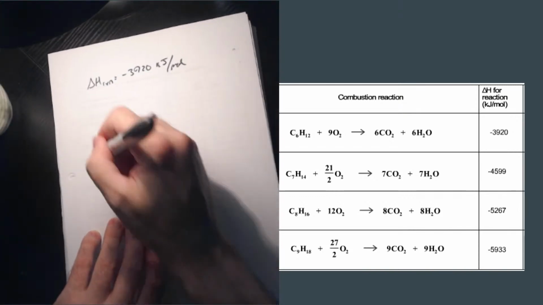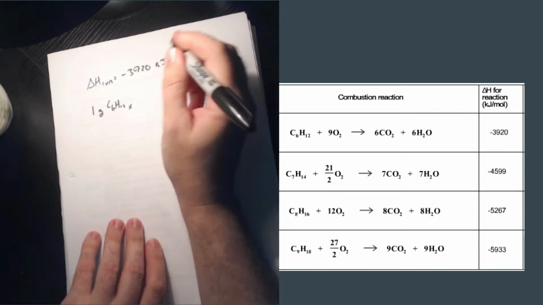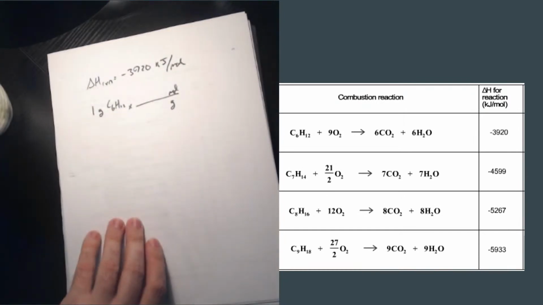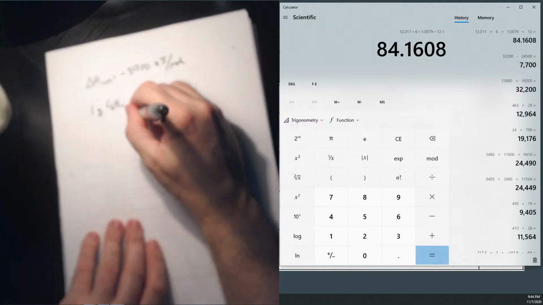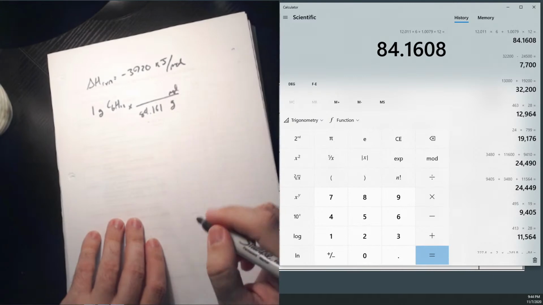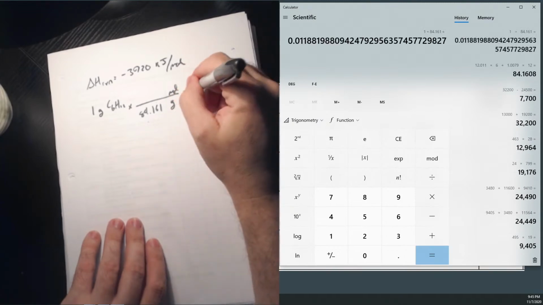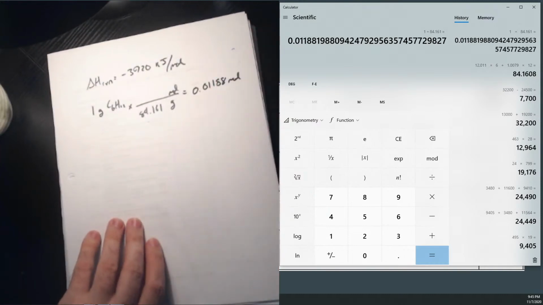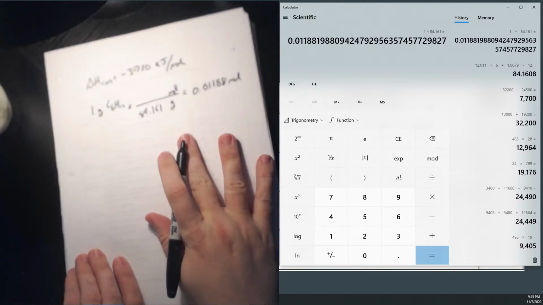All right, so 1 gram of our cyclohexane, how many moles of that do we get? So grams per mole. It's 84.161 grams per mole. We have 0.01188 moles. Let's go ahead and call it 4 sig figs. All right. Okay, so that's pretty simple.